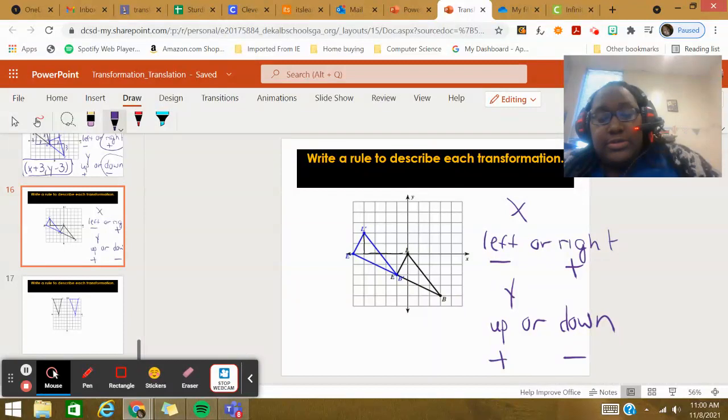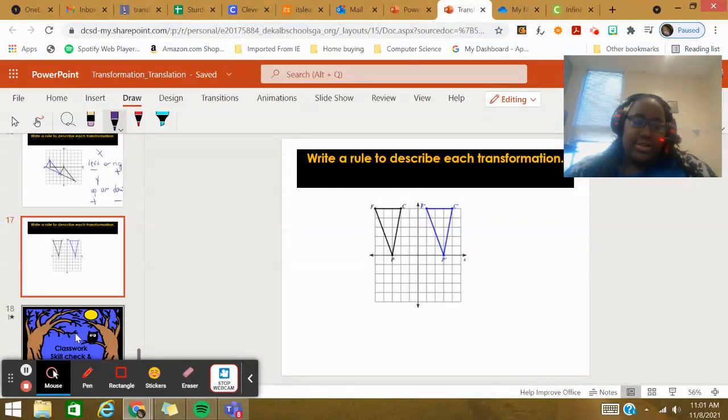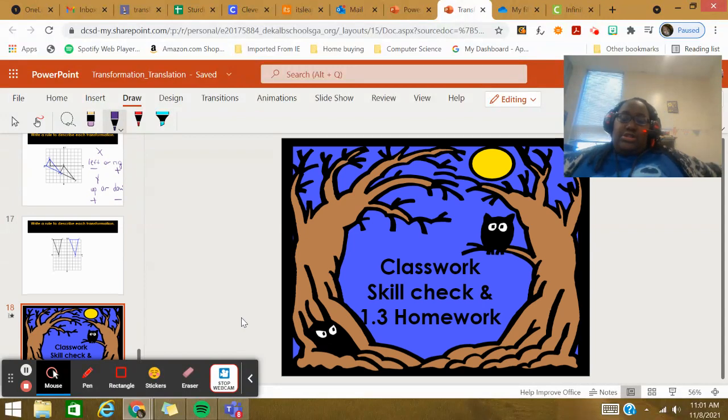So from here, again, I would do the same tactic I just used on the other 2 examples. Start at L, go to L prime. Start at E, go to E prime. Start at B, go to B prime. And figure out how many units to go left, right, up, or down. And you're going to do the same thing on the slide 17. And once you have done that, guys, then you are done with the notes and you're to complete the classwork, which is a skill check assignment and 1.3 homework, which again is the classwork for today.